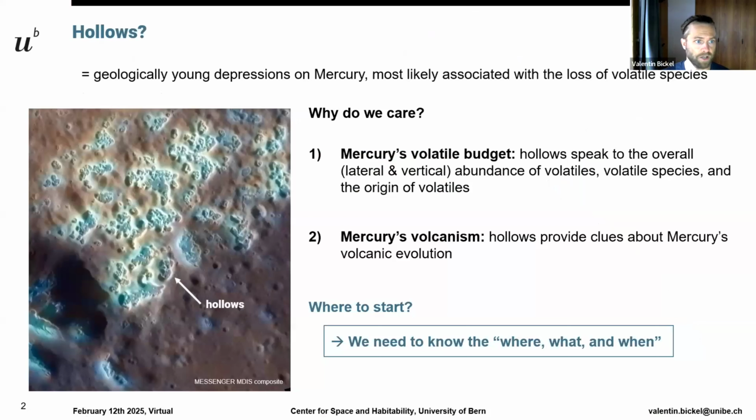Hollows are geologically young depressions on the surface of Mercury, most likely associated with the loss of volatile species. You can see an example on the left, just those bluish, whitish features are the hollows we're interested in. And we care about them for many reasons, but the two most important ones are because they tell us about Mercury's volatile budget and volcanic evolution. Now, before we can address those relatively big scientific questions, we have to first understand where exactly the hollows are, how many there are, what they are exactly, what shapes they can have, and potentially also when they form, whether they form at all in present-day conditions.